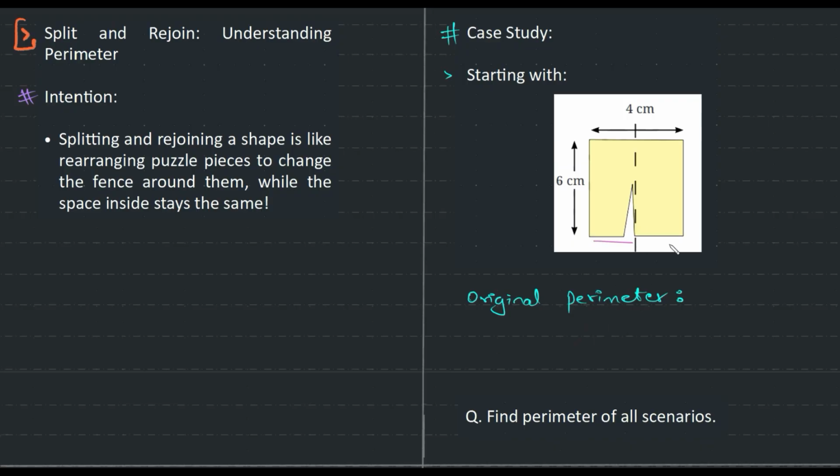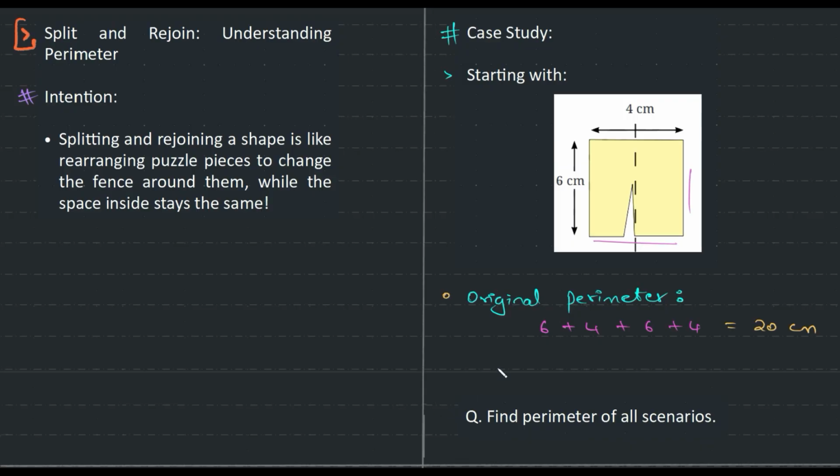So we have, this is 4 centimeter, this is 6, 4 and 6. So 6 plus 4 plus 6 plus 4. So this entire thing will be equal to 10 and 16 and 20 centimeter. Okay, keep this in mind.